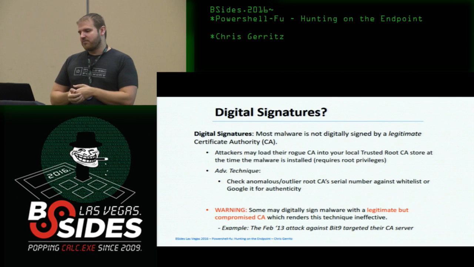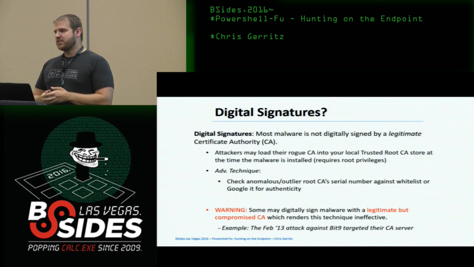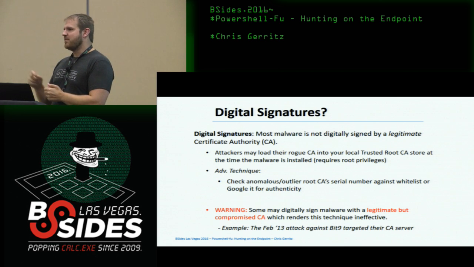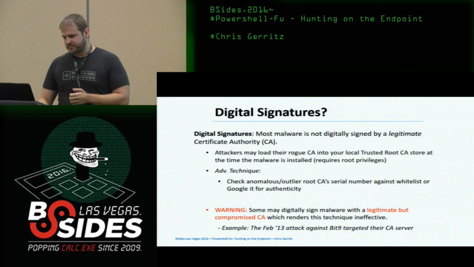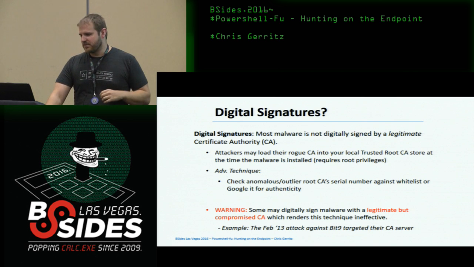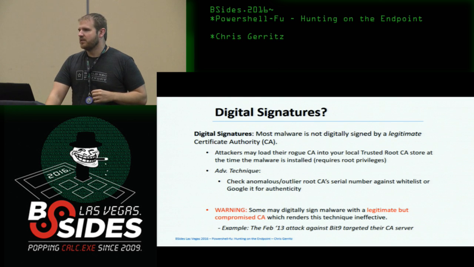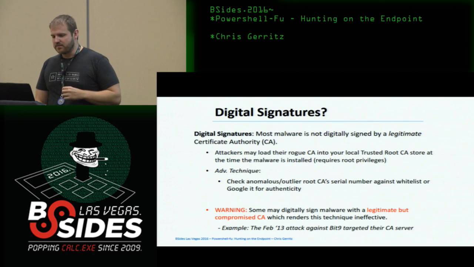But oftentimes you can find rogue CAs that someone has just stood up and used to sign their malware. So if you're not doing your signature checking correctly, it'll come up as signed on that host. And of course, if someone compromises a legitimate CA, you're screwed with this technique, so it's not going to work. And that's what happened with Bit9's CA in 2013.